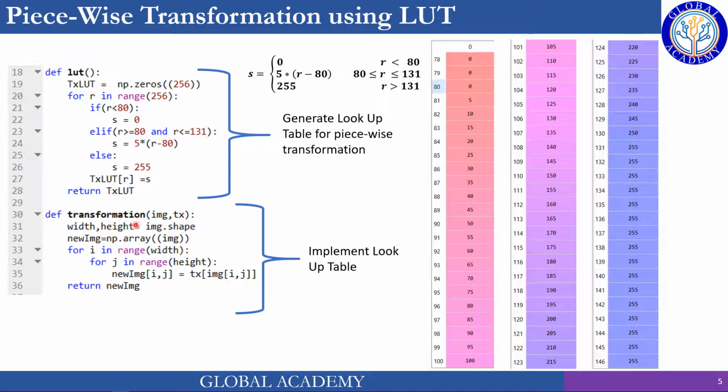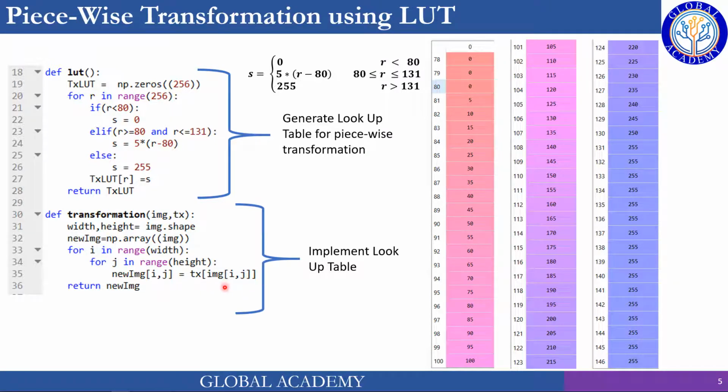Then we can read the dimension of the image by using the shape attribute available in the NumPy library, and then we have created a new image of the same size as the input image. Then we need a nested for loop to read each pixel value, like a loop over i and loop over j. It's like a loop over width and loop over height. And then this line 35 is important.